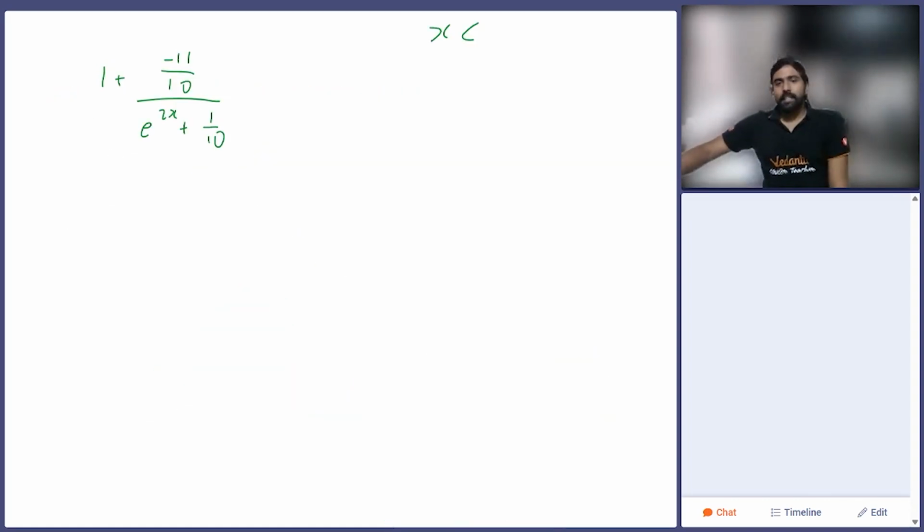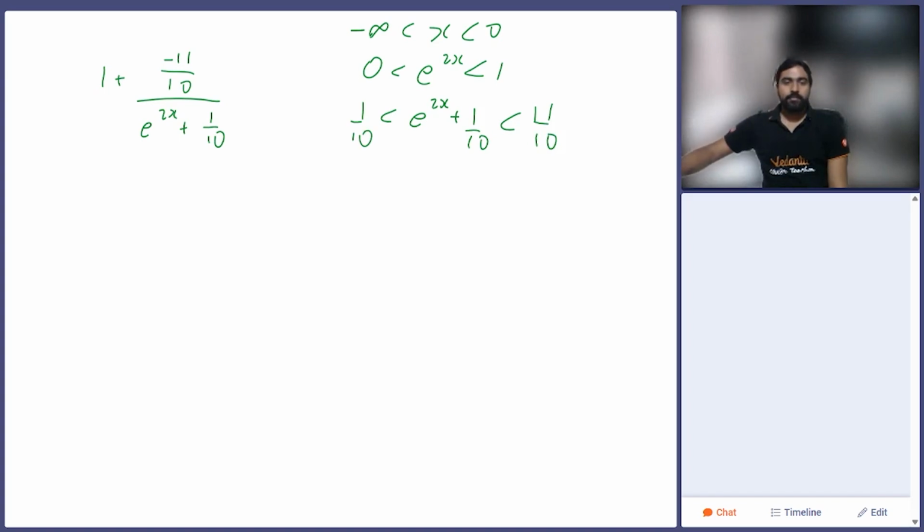Now, when x is less than 0, basically x lies between minus infinity and 0, I can say that 2x will also be from minus infinity to 0. e^(2x) will lie between 0 and 1. Okay? So then e^(2x) + 1/10 lies between 1/10 and 11/10. If I take its reciprocal, then 1 upon (e^(2x) + 1/10) will lie between 10/11 and 10. Multiply minus 11/10 on both sides.